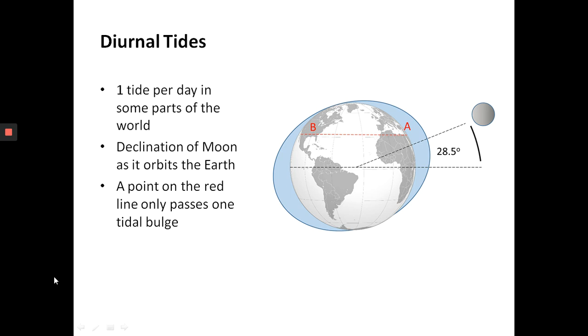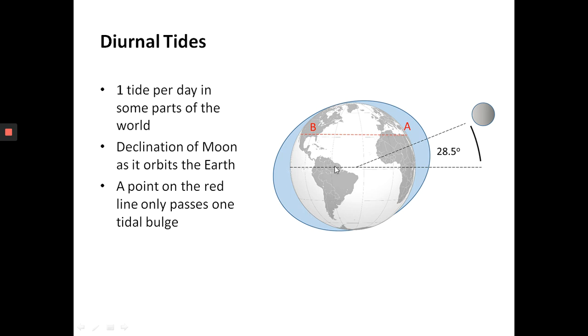So I'll just show you two common tidal constituents. First, you have diurnal tides. In some parts of the world, you can actually get just one tide per day, not two tides. And this is because of the declination of the moon as it orbits the Earth. So you have the Earth here, and then you have the moon here, right? And notice our plane of view is now from the side, okay? And the axis of rotation is here. It's not the same viewpoint as before, right?